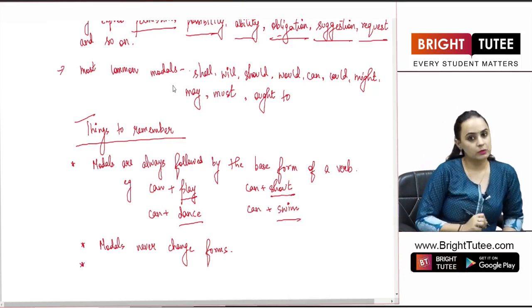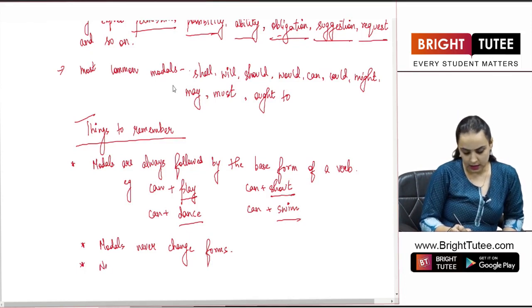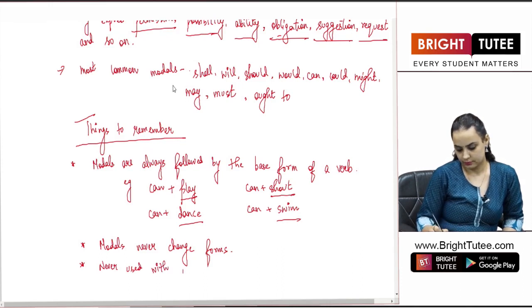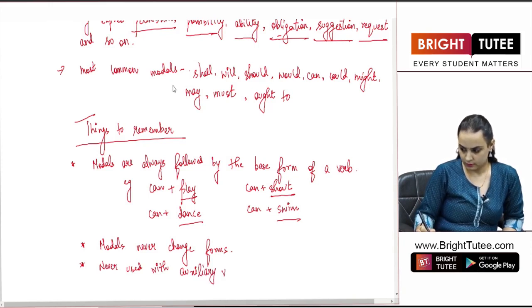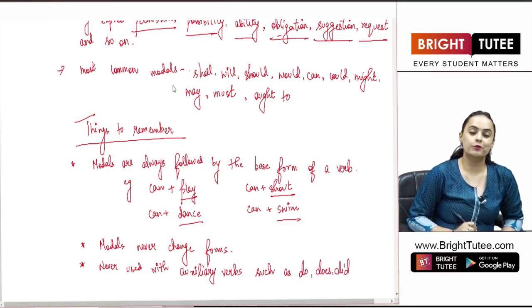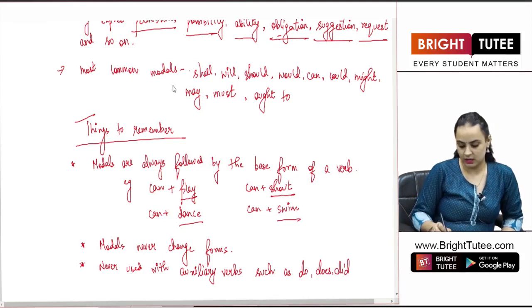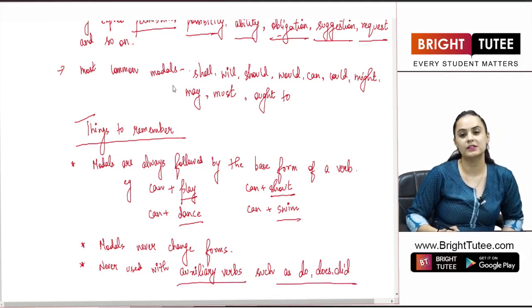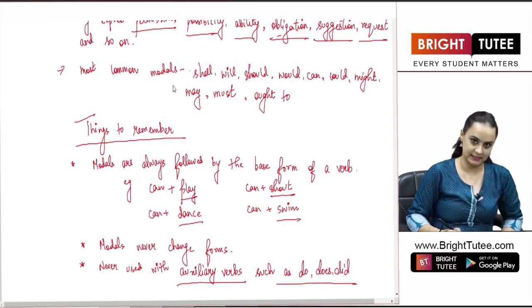The other thing to be kept in mind, modals are never used with auxiliary verbs such as do, does, and did. So, we avoid using modals with auxiliary verbs such as do, does, and did.